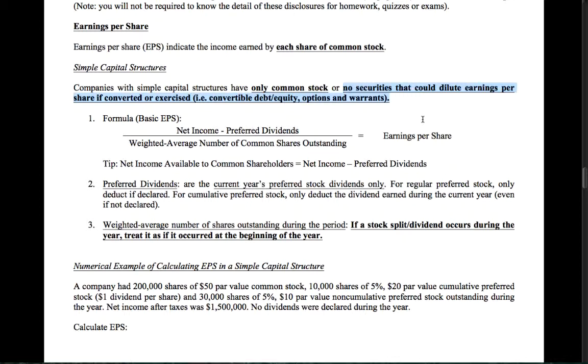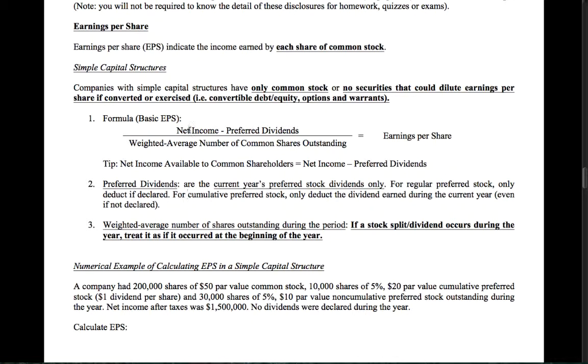As you see there, the basic formula for earnings per share is net income minus preferred dividends divided by the weighted average number of common shares outstanding. As I note there is a tip that net income available to common shareholders equals the numerator in this problem. Therefore, if you were asked to calculate what is the net income available to common shareholders, it would be the numerator of the formula, or net income minus preferred dividends. So be aware of that for a potential question on a homework, quiz, or exam.